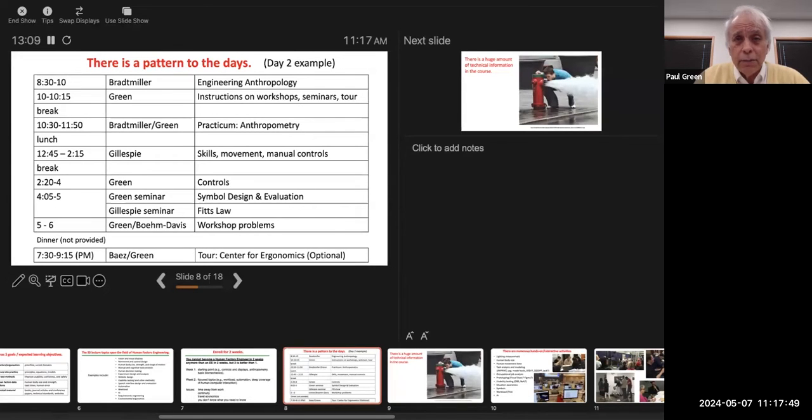And then by Thursday, we have presentations from the class. This is roughly an hour, 2 hours every day during the first week. Then finally, in the evening, we'll have a tour that's optional of the Center for Ergonomics. So you can see that day is a pretty long day because it starts at 8:30 in the morning and ends at 9:15 at night. That's not unusual.